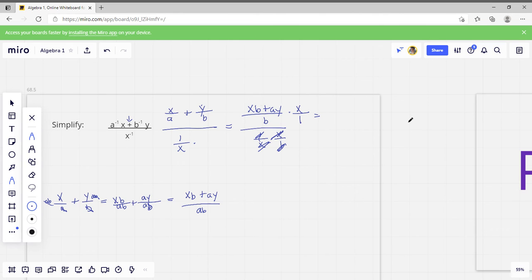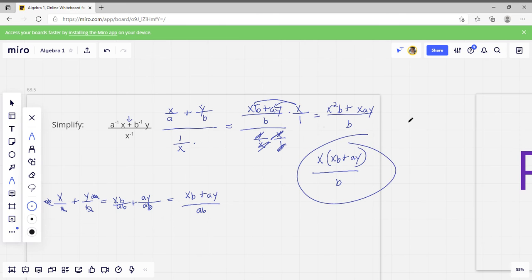Now our top, we're going to have to multiply x times each of these terms, so that would be x squared b plus xay over b. Or you could write it as x times xb plus ay over b. Either of those answers is correct. It means the same thing. The book has this one. Okay.